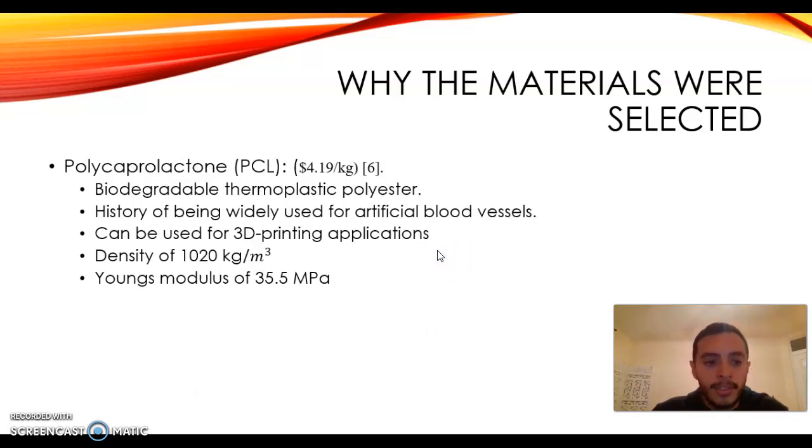The final material we chose to look at was polycaprolactone, otherwise known as PCL. As you can see, the PCL has a fairly high price, sitting right around $4.19 per kilogram. PCL is a biodegradable thermoplastic polyester, as well as having a history of being widely used for artificial blood vessels. It could also be used for 3D printed applications, with a density of 1,020 kilograms per meter cubed and a Young's modulus of 35.5 megapascals.